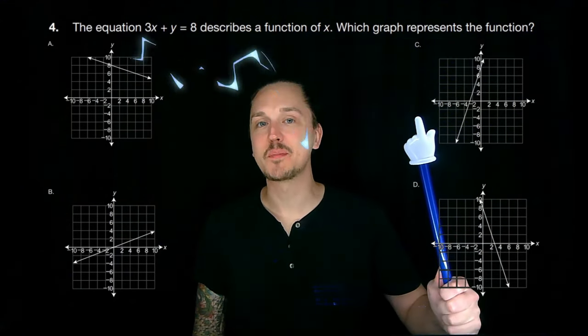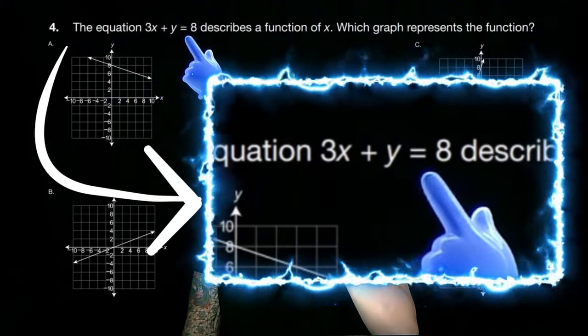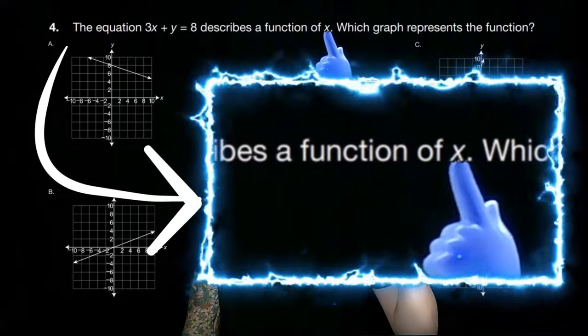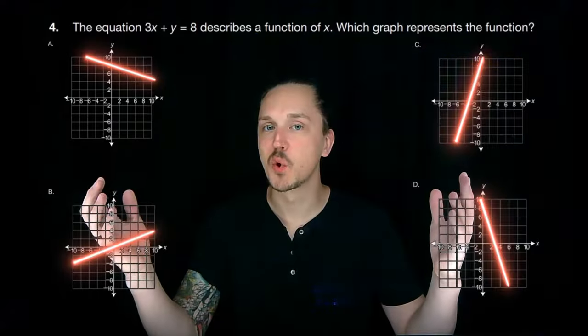First, let's read the problem's instructions. The equation 3x plus y equals 8 describes a function of x. Which graph represents the function? All right, it looks like we have four graphs to choose from here.